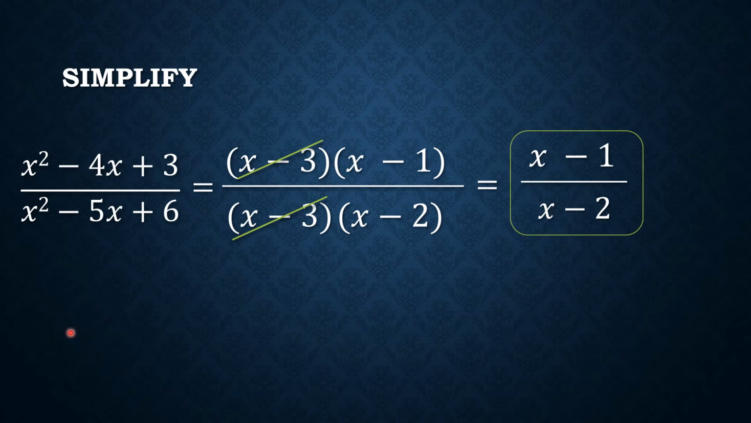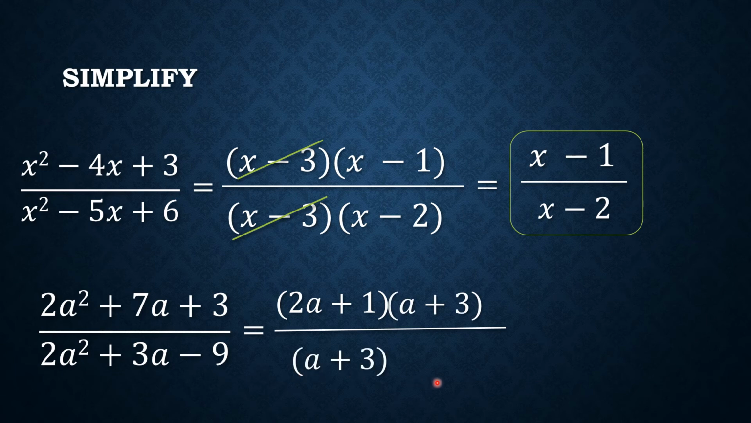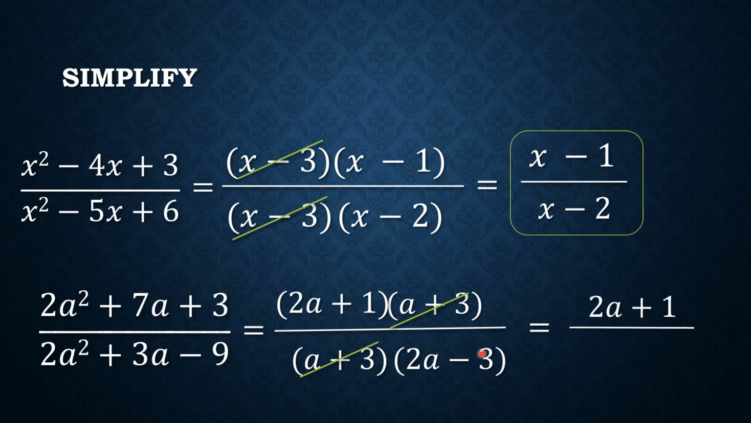So second, 2a squared plus 7a plus 3 all over 2a squared plus 3a minus 9. So again, this is another general trinomial. So ang gagawin natin is to factor the numerator and the denominator. So the factored form of the numerator is 2a plus 1 times a plus 3. The denominator, we have a plus 3 and 2a minus 3. Now, by cancelling the common factor a plus 3, we have 2a plus 1 over 2a minus 3.